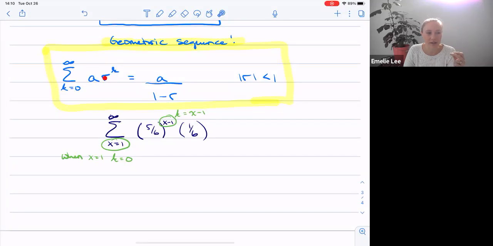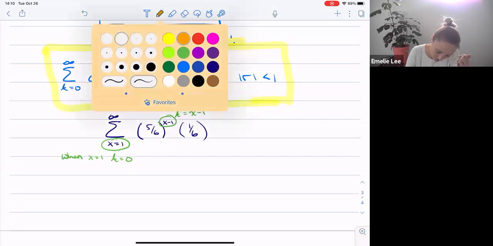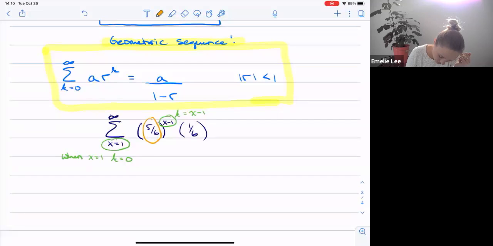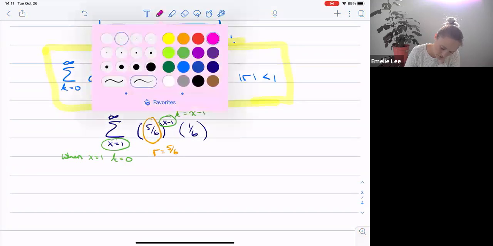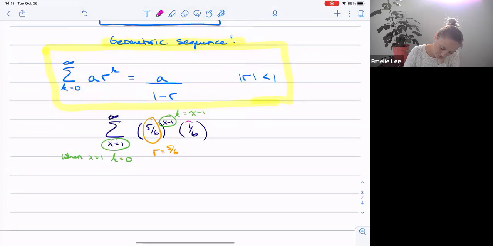And then the r in this case is going to be 5 over 6. Now, 1 over 6, that's our a, because we're allowing for some constant. And of course, if a is 1, then you just have 1 over 1 minus r. That's even easier, if you don't have this here. But a is going to be 1 over 6.